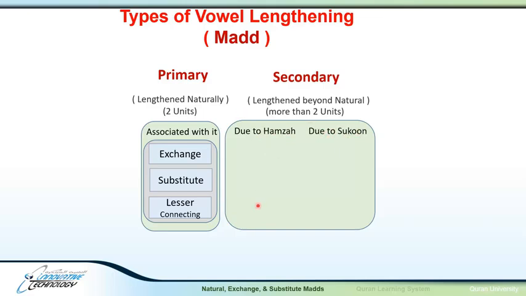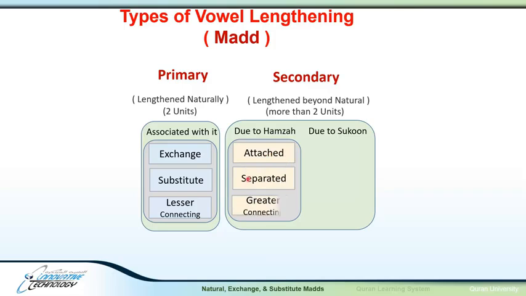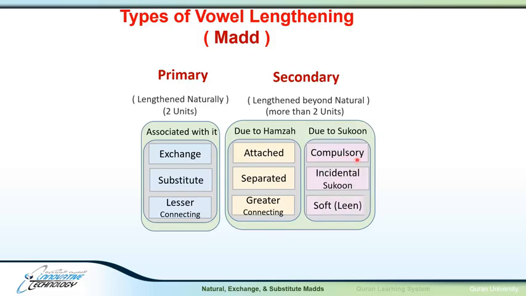Those that are due to hamzas are 3. They are the attached, separated, and greater connecting med. Those that are due to sukoon are basically the compulsory med, the incidental sukoon med, and the soft lean med. So we've learned that there are 9 types of med, and we learned also that some scholars would also add a 10th type, they call it the differentiation med, while other scholars consider this type as a subdivision of the compulsory med. So they are either 9 or 10 in total.